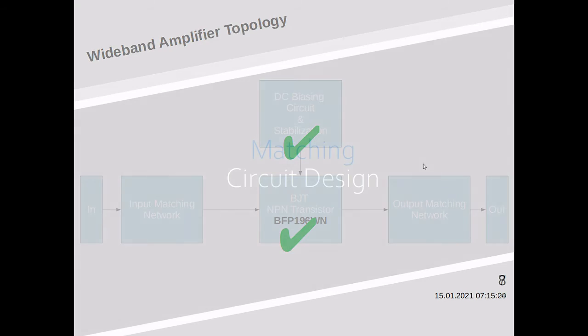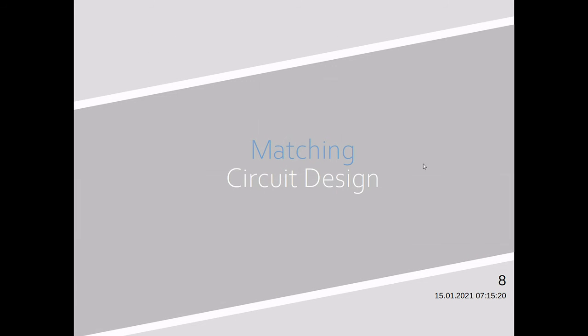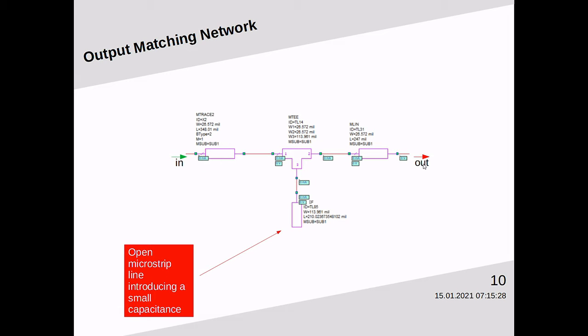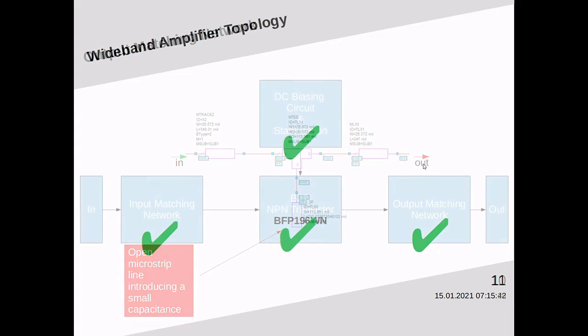Now let's continue with the matching circuits. Input matching circuit transforms the impedance seen at the input of the amplifier. This is accomplished by the use of one series RC circuit and a shunt RL circuit. For the output matching, we can get away with using a simpler topology. There are no lumped components in this circuit. We have completed the design of the amplifier.